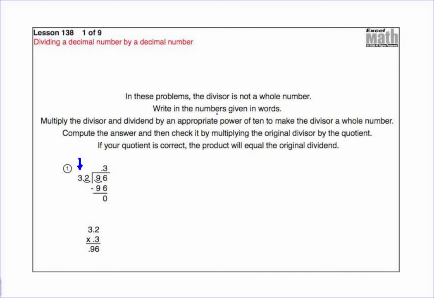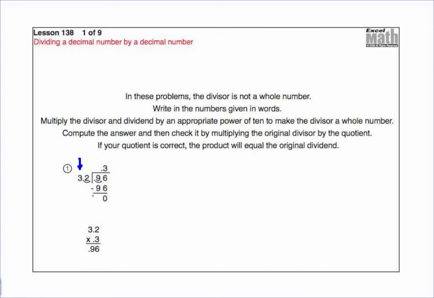Write in the numbers given in words, multiply the divisor and dividend by an appropriate power of 10 to make the divisor a whole number. Compute the answer and then check it by multiplying the original divisor by the quotient. If your quotient is correct, the product will equal the original dividend.